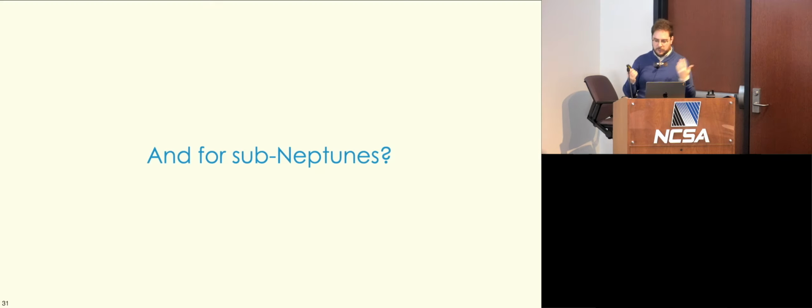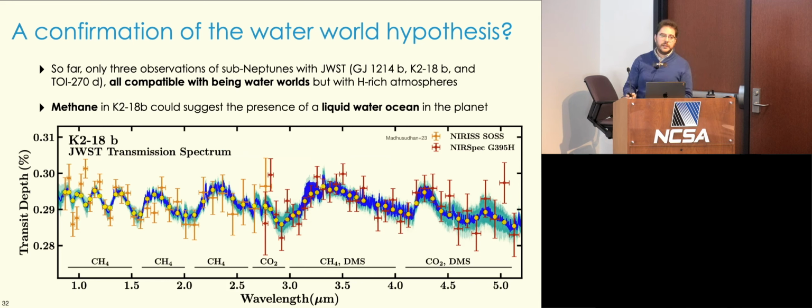But what about the sub-Neptunes? Those are the ones that we are talking about today. There have been only 3 observations of sub-Neptunes: GJ 1214b, K2-18b, and TOI-270d, and all have had detections of water, all of them. But these are planets that are slightly bigger. You remember the planets that I told you were puffier, they were too puffy to be purely water.